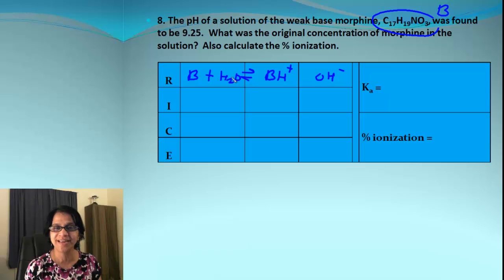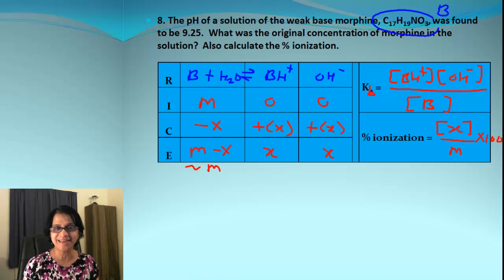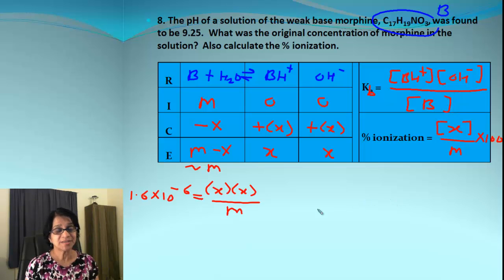In this final problem, there is a base given, morphine, and I'm going to use that as simply B, and that's the reaction we get for base hydrolysis. Let's complete the table using M as the molarity and X as the amount dissociated. So this is what we obtain when we complete the table. Now let's plug the values of Kb and solve for molarity. Okay, this is what we get.